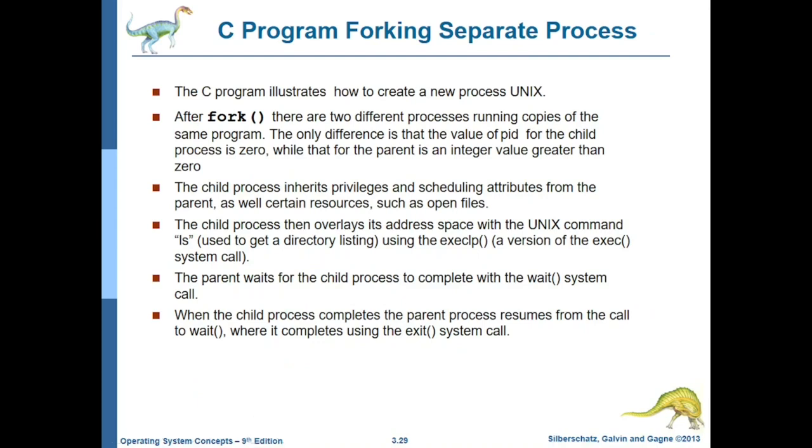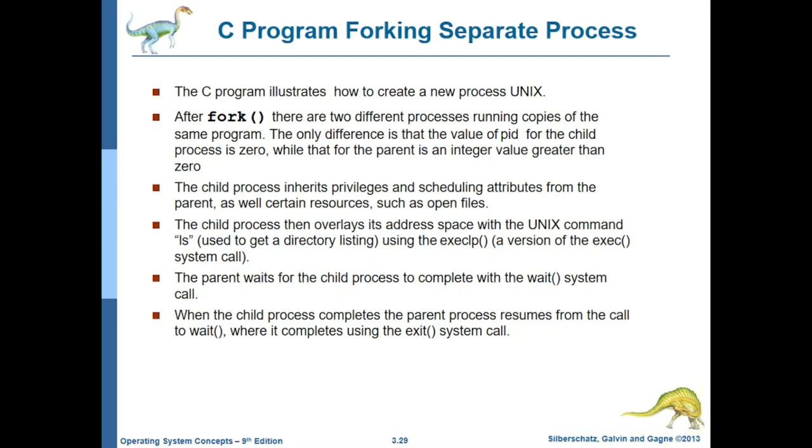This slide shows how a C program can create a new process in a Unix system using the fork system call. A process is an instance of a program that is being executed by the CPU. A process has its own address space, which is the memory allocated for its code and data. When the fork system call is executed, the operating system creates a copy of the current process and assigns it a unique process ID, or PID. The original process is called the parent process, and the new process is called the child process. The parent and child processes are identical in every way except for their PID values.